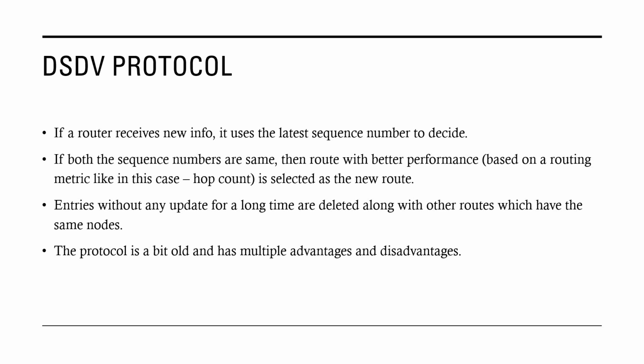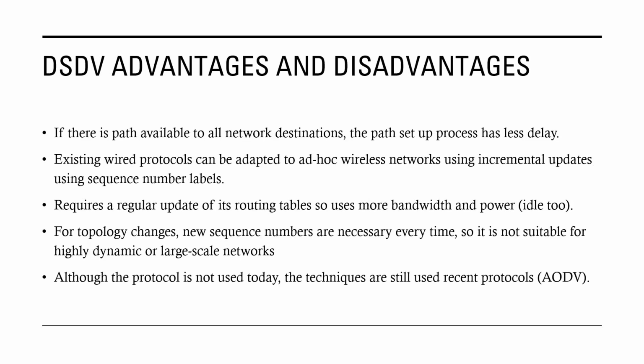So this protocol is a bit old, but it has multiple advantages and disadvantages, and many protocols take lessons from it. The advantages: if there is a path available to all network destinations, the path setup process has less delay. The precondition is that there has to be a path to all the destinations. Also, existing wired protocols can be adopted to ad hoc wireless networks using incremental updates with sequence number labels. If you remember, the incremental updates were done frequently, and they use sequence number labels to make all the other nodes understand that the update is valid.